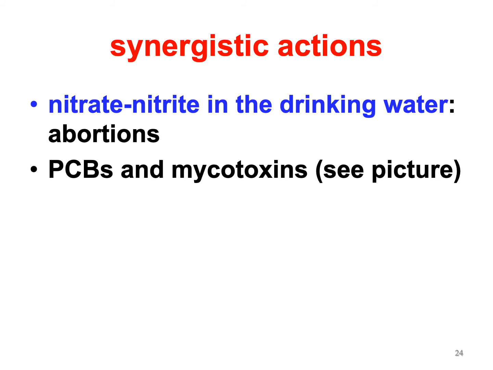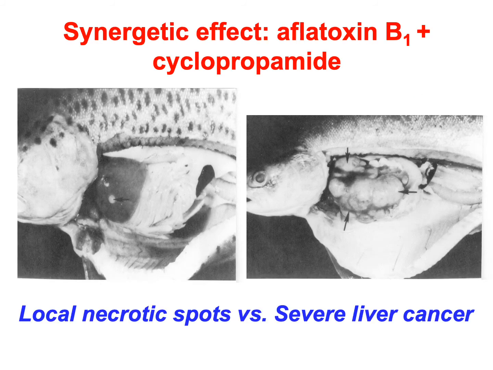To make it even worse, we have synergetic actions between other factors causing or facilitating abortion, mycotoxins and industrial pollutants. For example, if you have a higher nitrate level in the drinking water plus mycotoxins, or you have PCBs and mycotoxins in a relatively low concentration in the drinking water, you can get this synergetic action. It will be demonstrated in a fish model.